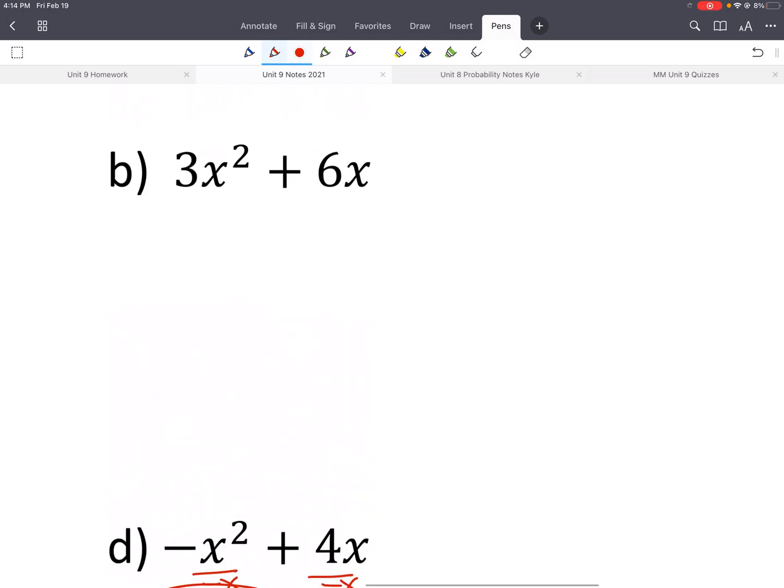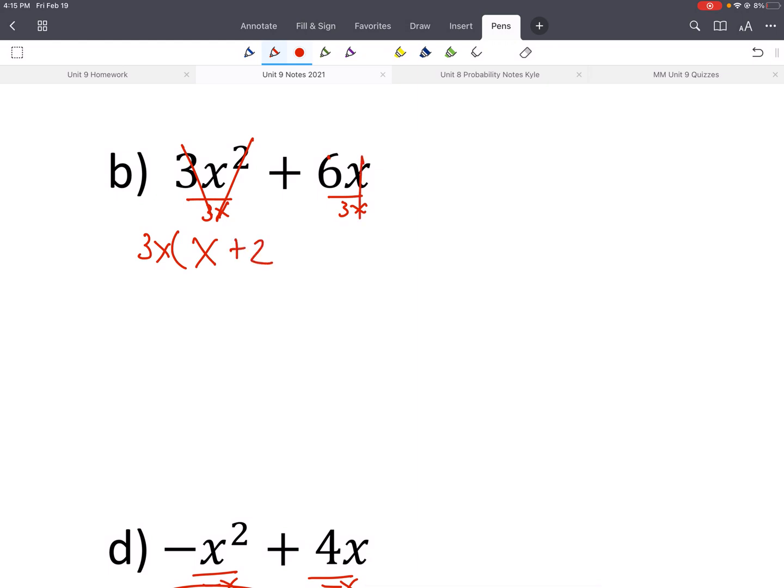And then for C, looks like we could take out a 3x. That would leave us with, the 3s would cancel, and we take out one of those x's, so we just get x, and we get plus 2, and the x's would cancel.